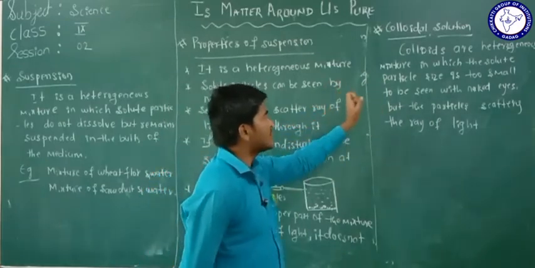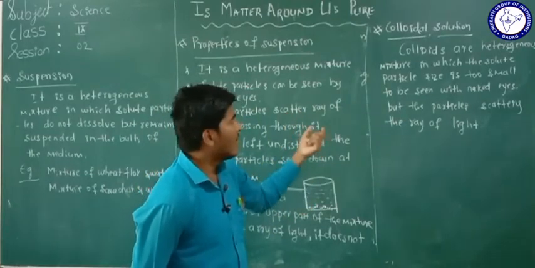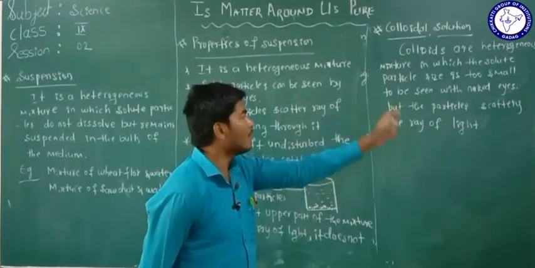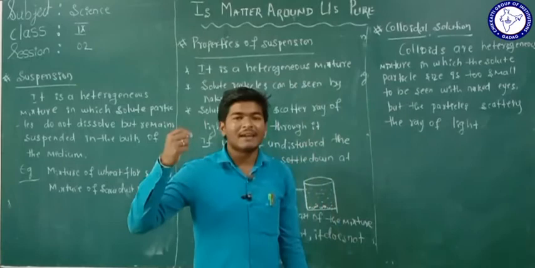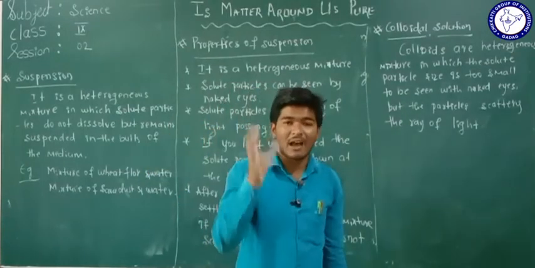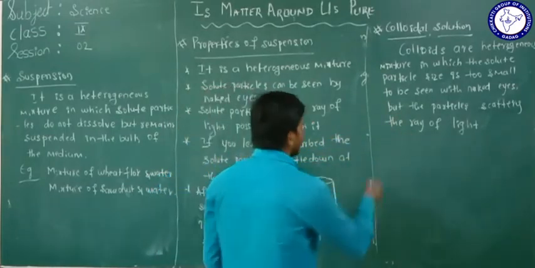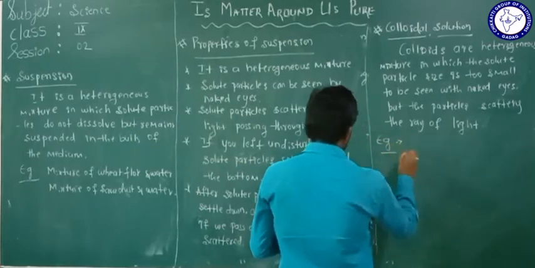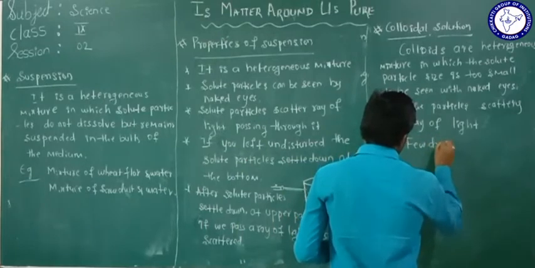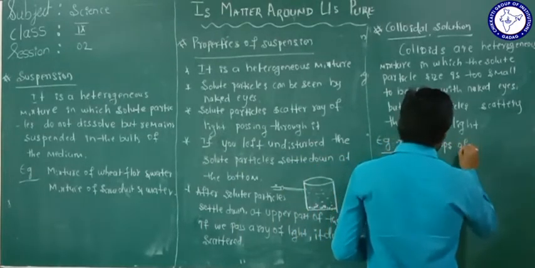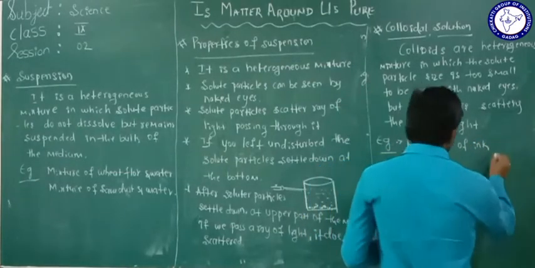Colloids are heterogeneous mixtures in which the solute particle size is too small to be seen with naked eyes, but the particles also scatter the ray of light. So here the size of the solute particles is very small, and the solute particles are going to scatter the ray of light. What are the examples here? Examples: a few drops of ink in water.